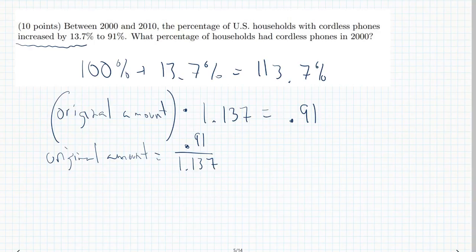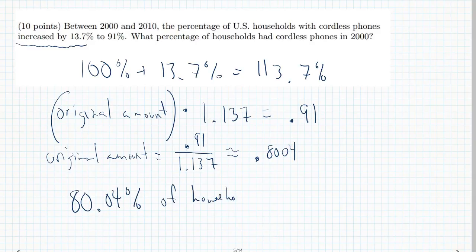Okay, so what does that give us at the end of the day? It should be a number that's less than 91% because we increased our percentage. And so notice this gives us approximately 0.8004. So that means 80.04% of households had cordless phones in 2000.